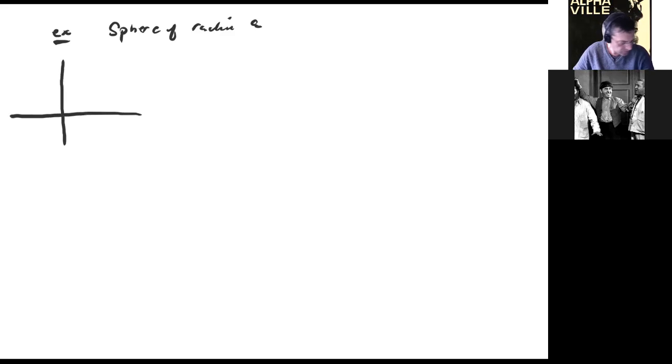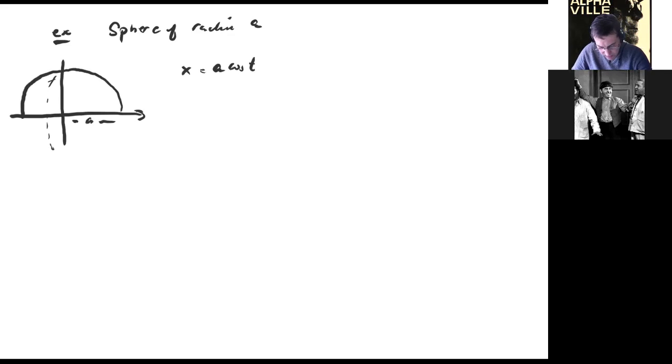Okay, so as a warm-up problem, let's do a calculation we did before, but it'll be easier to do from the parametric point of view. That is a sphere of radius a. So I'm going to take a semicircle of radius a given in parametric form, and then rotate it around the x-axis. The semicircle of radius a is x equals a cosine of t, y equals a sine of t, and t is going from 0 to pi.